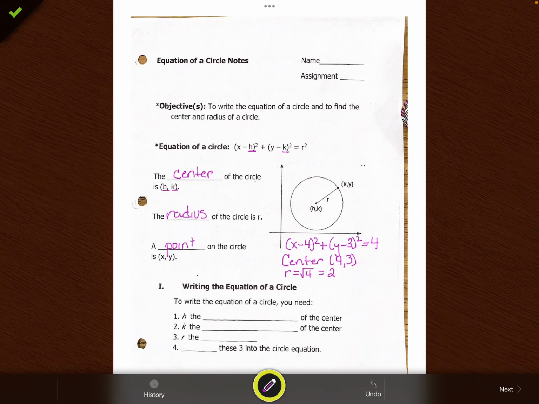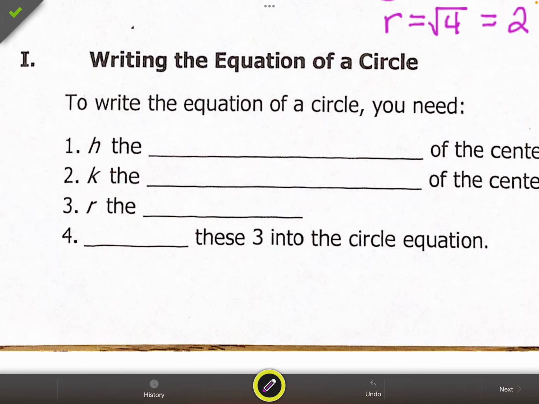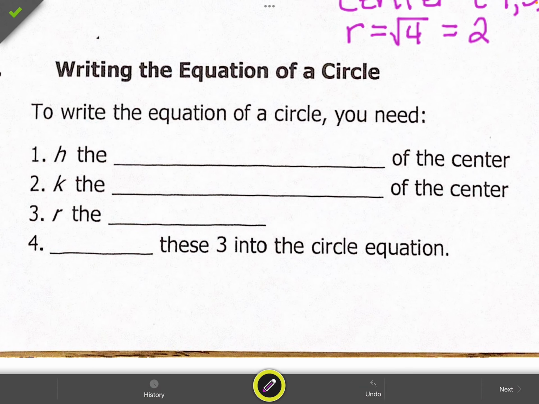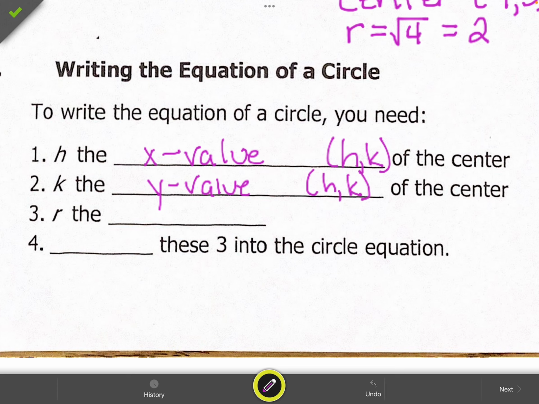Today we're going to continue with our circle notes, and we're going to go down to Roman numeral 1, and we're going to write the equation of a circle. And to write the equation of a circle, you need 3 things and then the 4th step. So we need h, which is your x coordinate or your x value of your ordered pair, (h, k). And then we need k, which is your y value of your ordered pair, h and k. R, of course, is your radius.